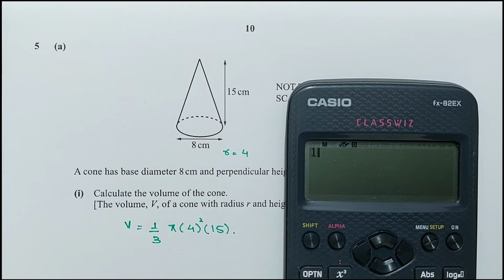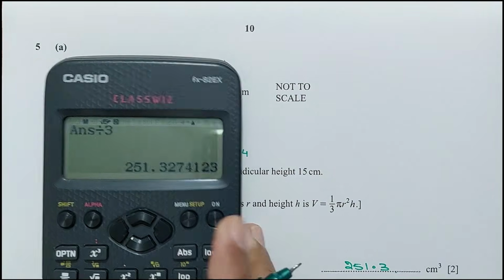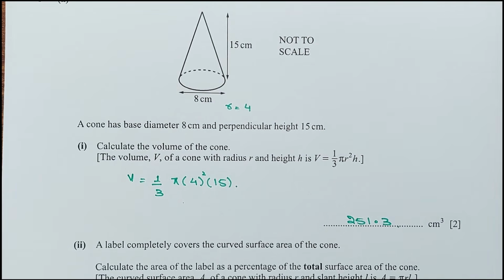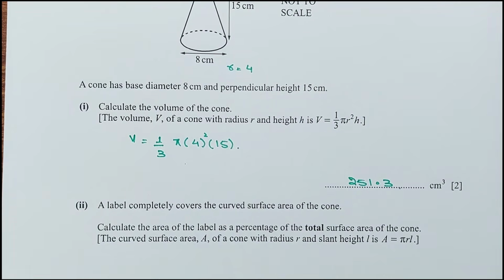So this would be 15 times 4 times 4 times pi, and divided by 3. This is 251.3 centimeters cubed. Right, now for the second part, a label completely covered the curved surface area of a cone. All right, calculate the area of the label as a percentage of the total surface area of a cone. The curved surface area of a cone with the radius and the slant height we have given, right?